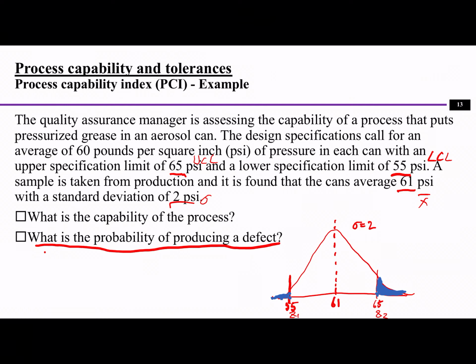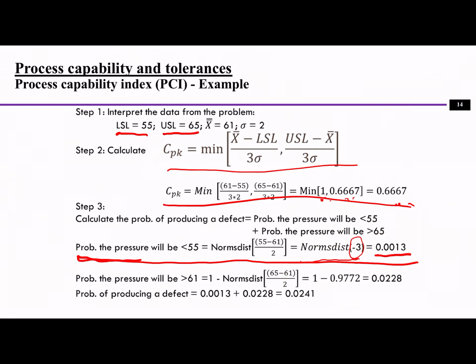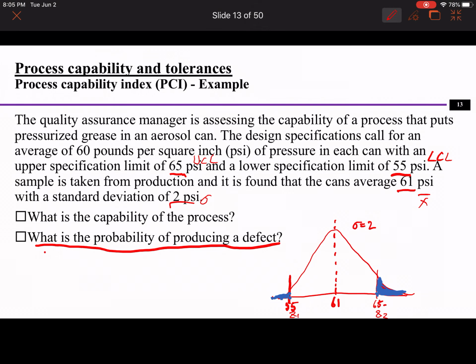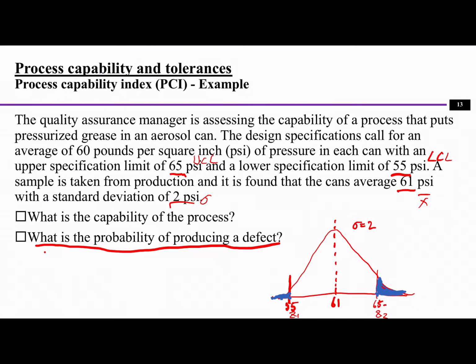Then we can calculate the probability for the right blue part. The right blue part will use 65 minus 61, divided by 2. Now you need to pay attention that here we got a value of 0.9772. What does it mean here? 0.9772 means all the probability that is to the left of 65, which is the green part, all the way to here, right?